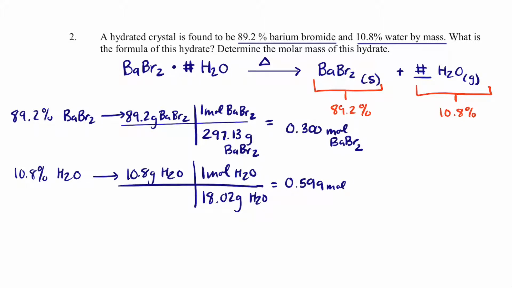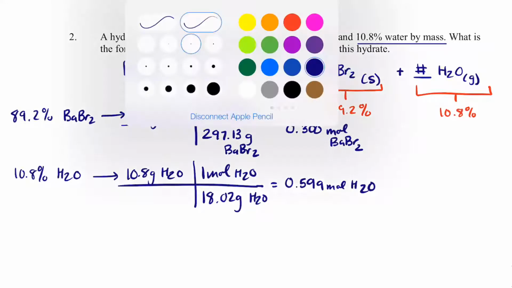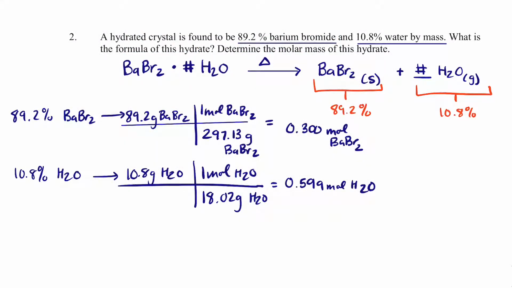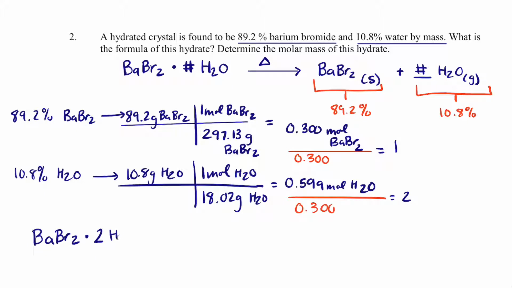And when I do this for water, I get 0.599 moles of H2O. And remember, we haven't done divide by smallest just yet, so I don't need to round this one. I know it's so close that it's probably not going to make a difference if you did, but I don't technically need to round just yet. When I look at my moles, my anhydrate is always expected to be the smallest moles, and it is here. So I'm going to divide each of them by 0.300. When I do that, I get 1 for barium bromide, and I get 2 for water. So my formula is BaBr2, and this is a dihydrate.